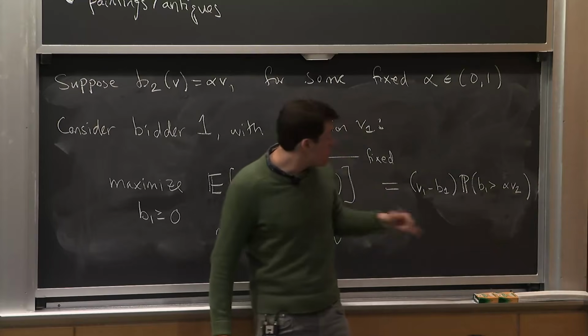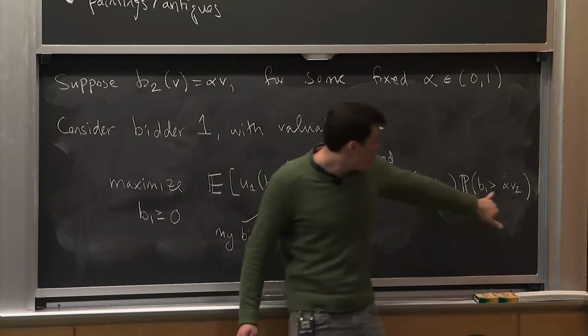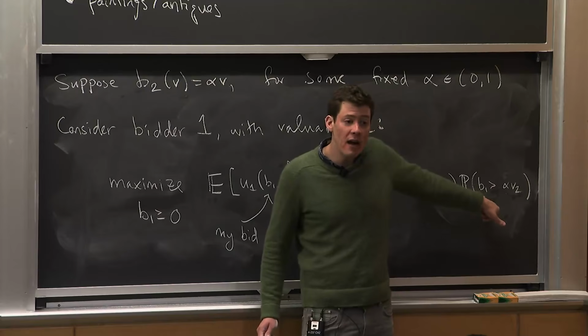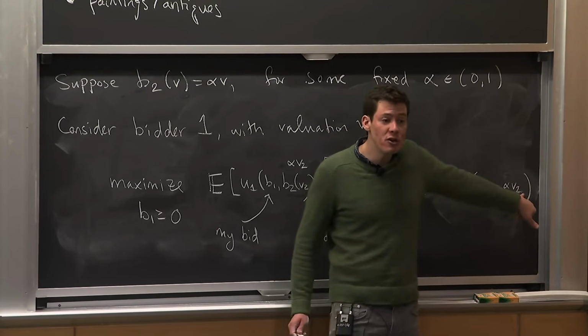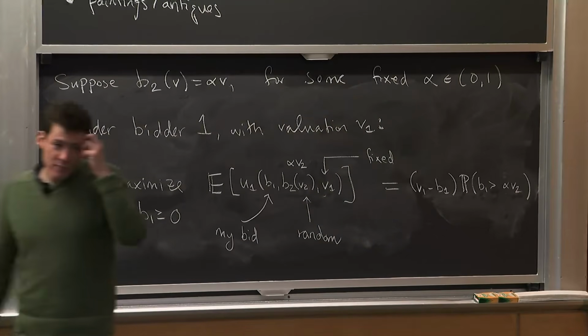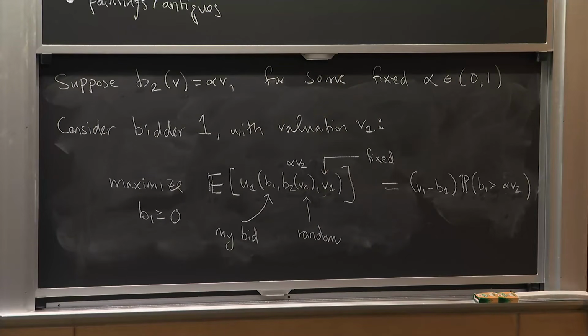And we really have to understand crucially here, in this probability, the random thing is V2. B1 is not random. B1 is a number. I know what B1 is. What's random is V2, and that's what we're taking probabilities over. Yes? Are we just not considering the tie case because we have a continuous distribution, so the probability that... Exactly right.